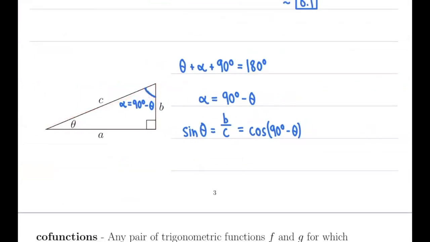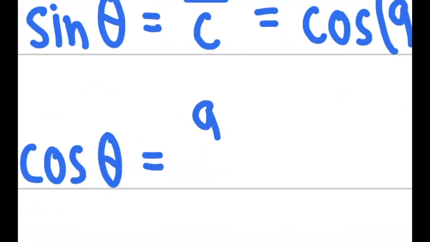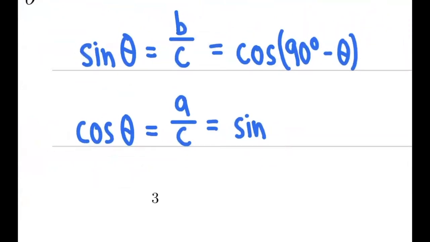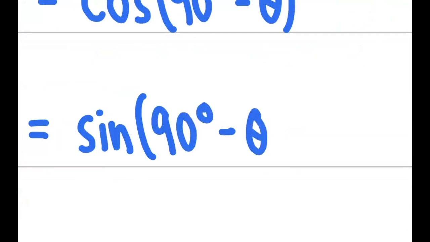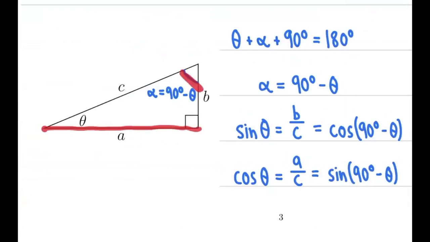And you can do this the other way around. You can say cosine of theta. Cosine of theta is the length of the adjacent leg, which is A, over the length of the hypotenuse, which is C. So cosine of theta is A over C. And this is the same thing as sine of the complement of theta, which is alpha, which is 90 degrees minus theta. You can see sine of this angle right here: opposite leg is A, hypotenuse is C.